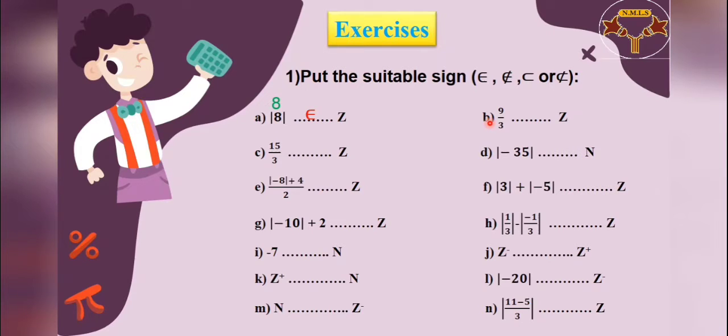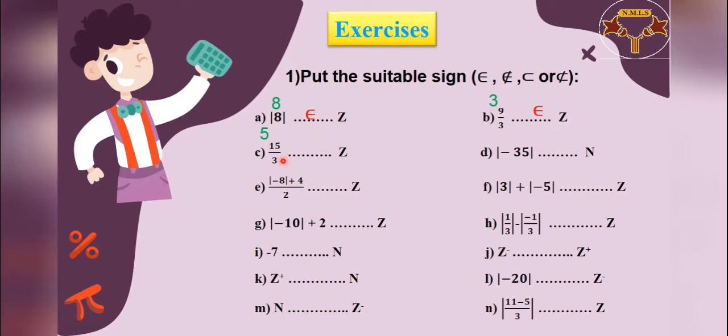Element and set, so it belongs to Z. Number B, 9 over 3 and Z. 9 over 3 is a fraction, but 9 over 3 equals 3, so I got a whole number. So here, what is the relation between 3 and Z? Yes, 3 belongs to the positive numbers, so it belongs to Z. So the answer is belongs.